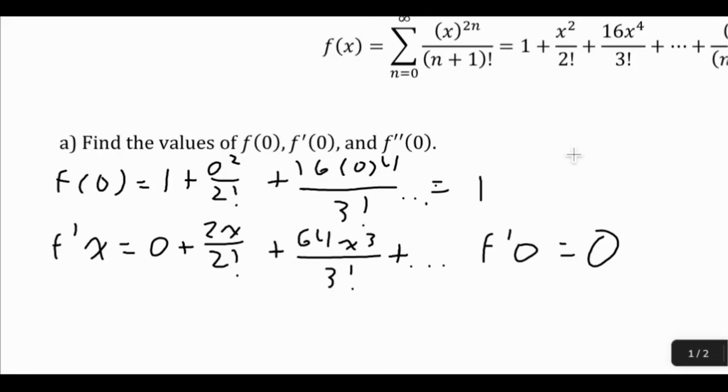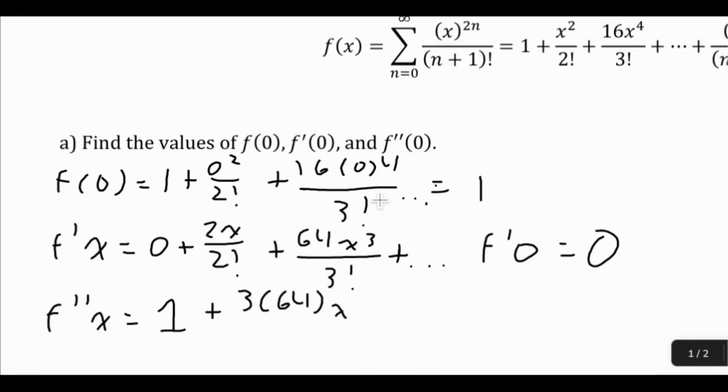just taking the derivative of the terms in the f prime series. So let's go ahead and do that. F double prime of x is equal to, our first term here would be 2x over 2 factorial, which would just be 2 over 2 factorial, and I'm just going to write this as 1, plus 64x cubed over 3 factorial, that's just power rule again. So I'm just going to write it like this, so I don't have to distribute out the 3. And so on and so forth.